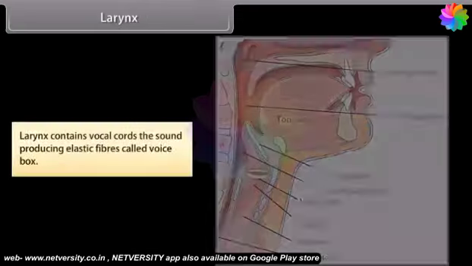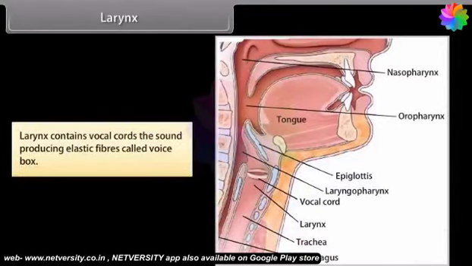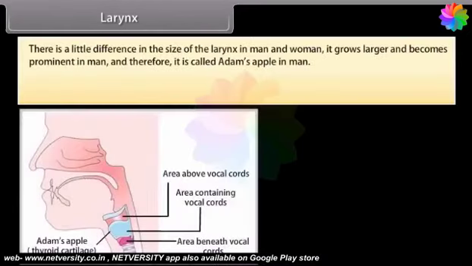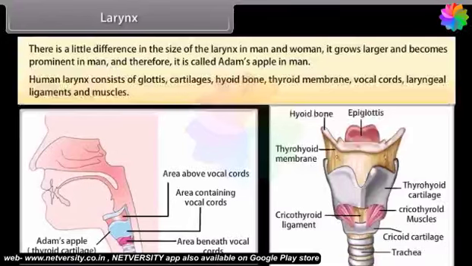Larynx. Larynx contains vocal cords, the sound-producing elastic fibers, called the voice box. There is a little difference in the size of the larynx in man and woman. It grows larger and becomes prominent in man, and therefore it is called Adam's apple in man. Human larynx consists of glottis, cartilages, hyoid bone, thyroid membrane, vocal cords, laryngeal ligaments and muscles.